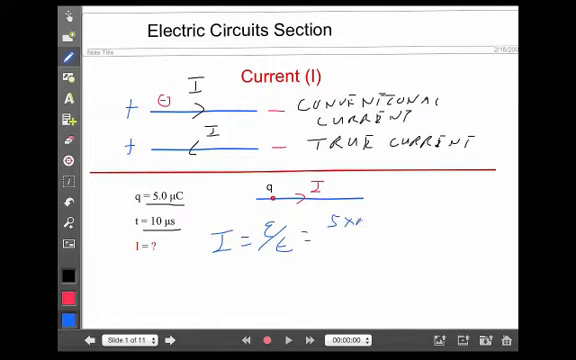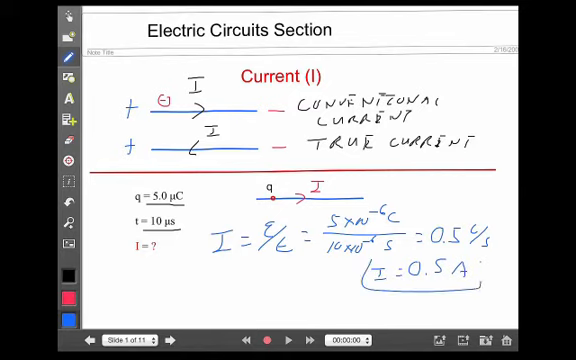Micro is 10 to the minus 6. So we've got 5 times 10 to the minus 6 coulombs over 10 times 10 to the minus 6 seconds, which gives you 0.5 coulombs per second, or 0.5 amps of current. A coulomb per second and an amp are the same thing. Okay. Now, is that a lot of current?